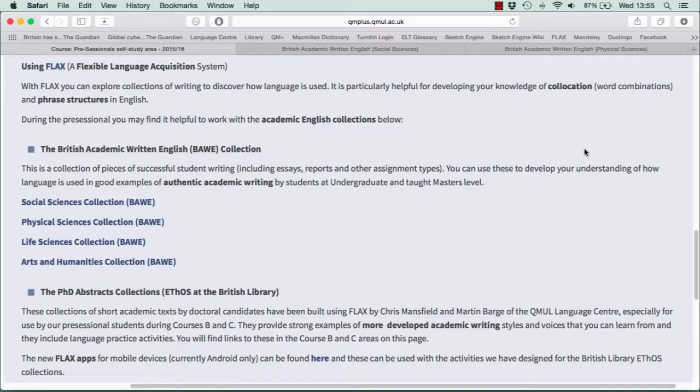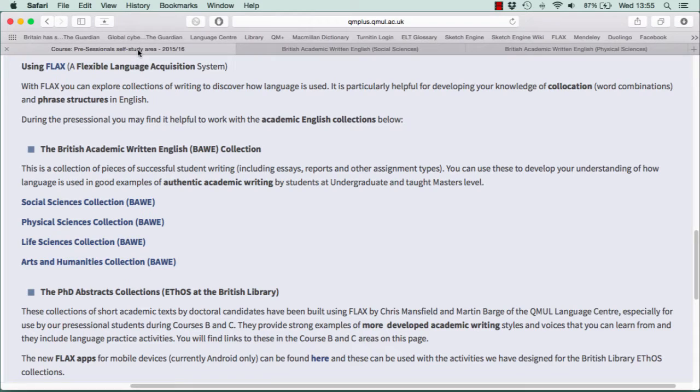Secondly, we'll look at some successful examples of student writing and how language is used in those. And then finally, we'll look at how the FLAX system helps you to develop your knowledge of the collocations and language patterns that you may need to use in writing of your own.